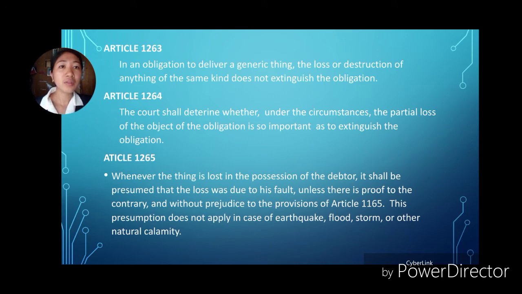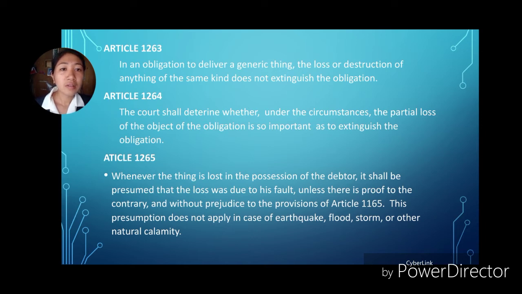Under Article 1263, in an obligation to deliver a generic thing, the loss or destruction of anything of the same kind does not extinguish the obligation. Under Article 1264, the court shall determine whether, under the circumstances, the partial loss of the object of the obligation is important enough to extinguish the obligation.